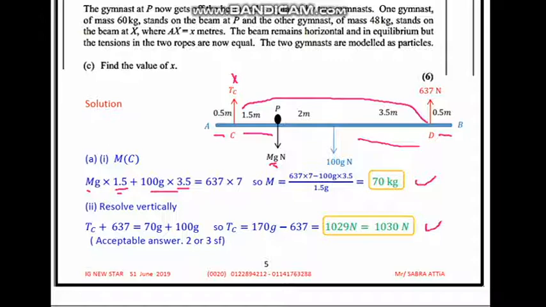It's okay. As a matter of fact, we should write this as 1030 to three significant figures. As you know, calculations using g should be to 2 or 3 significant figures. So this is very important. Let's see the next part.